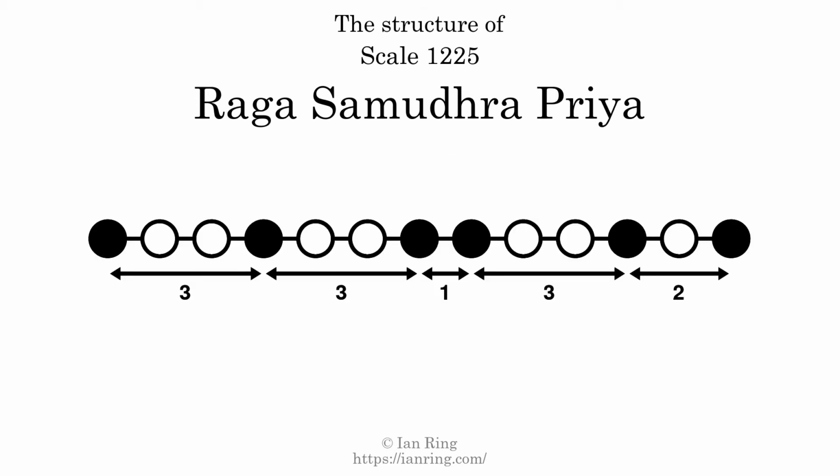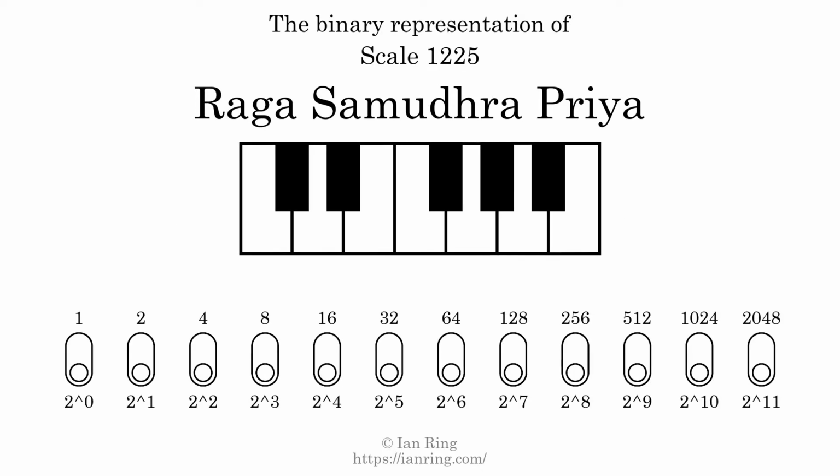The structure of a scale is a description of the interval distance between each successive tone. This scale has a structure of 33132. The binary representation of this scale is determined by mapping tones of the scale to binary digits. Each binary digit represents a power of 2.